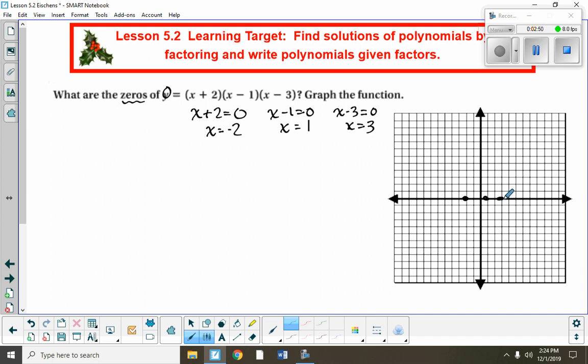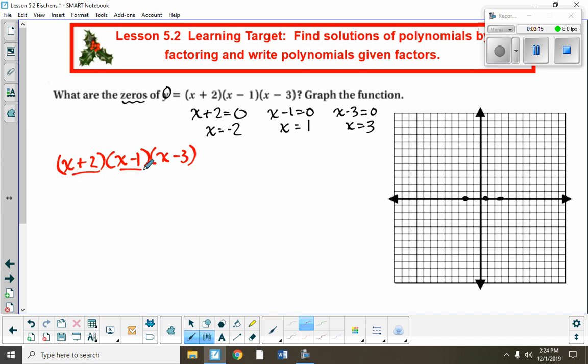Now, once you get used to working with these, you don't need to multiply this all out. You can just multiply the first times the first times the first, so that would be x to the third. And then you would see what the end behavior is, but let me just show you how that works. So if we have the polynomial x plus 2 times x minus 1 times x minus 3, and we want to multiply those factors out.